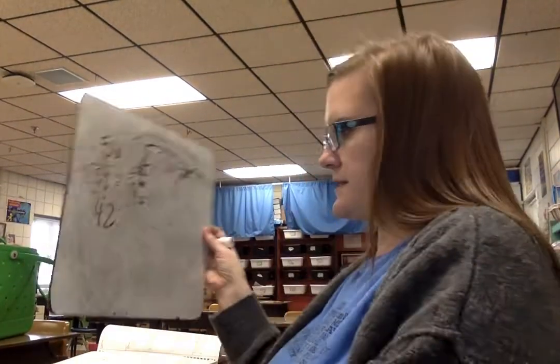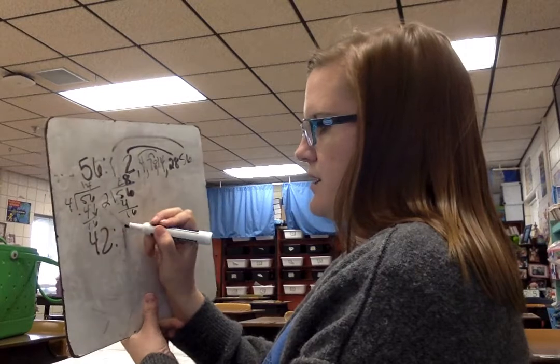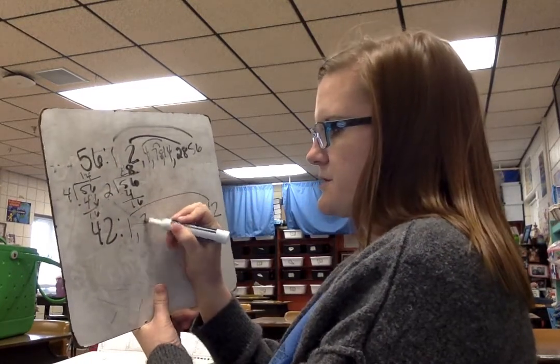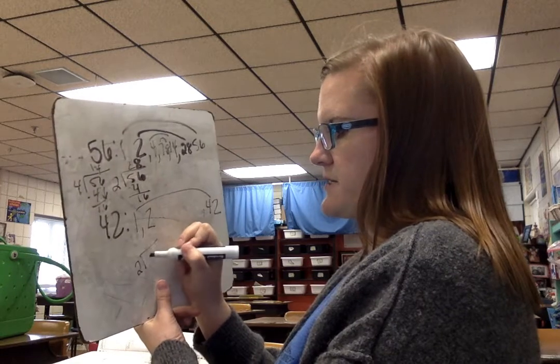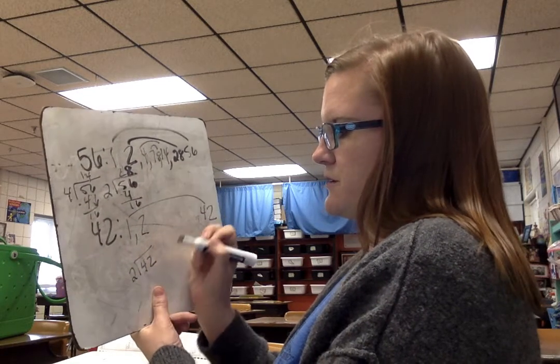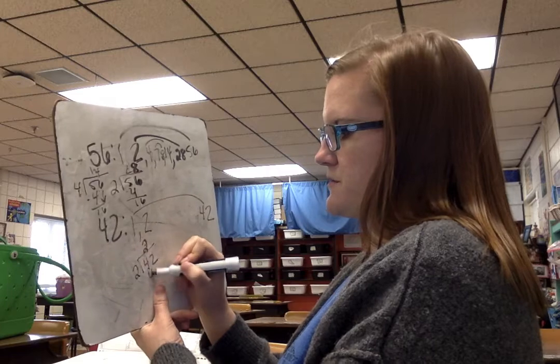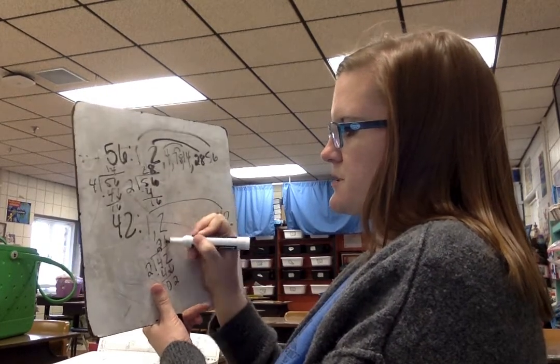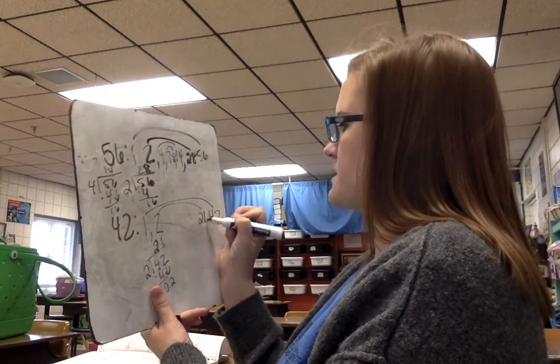Okay, so 42. Let's check that one out. We got 1 and 42. It's an even number, so 2 will have to be a factor. Let's see how many times 2 goes into 42. 2 goes into 4 twice. 2 times 2 equals 4. 4 minus 4 is 0. Bring down your 2. 2 goes into 2 1 time, so 2 times 21.